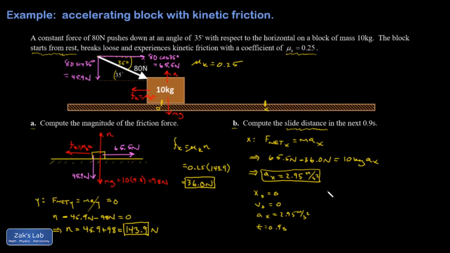So I'll go ahead and write down the first kinematics equation. X naught is 0, V naught is 0, and I've already solved for the acceleration, so all I have to do is plug in. And I've got my slide distance. So that comes out to 1.19 meters.